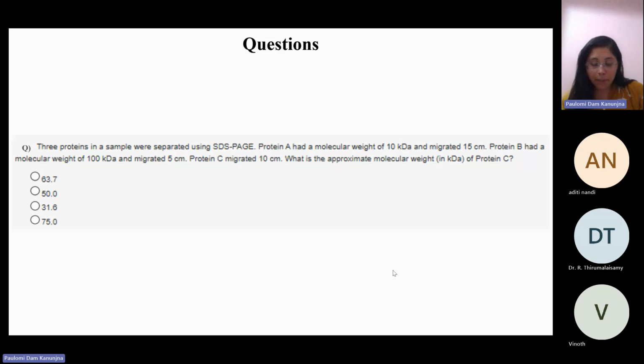Maybe I think based on the timing, we can only complete SDS page today. So in the next class, we will continue from chromatography. But let's complete the SDS page today.